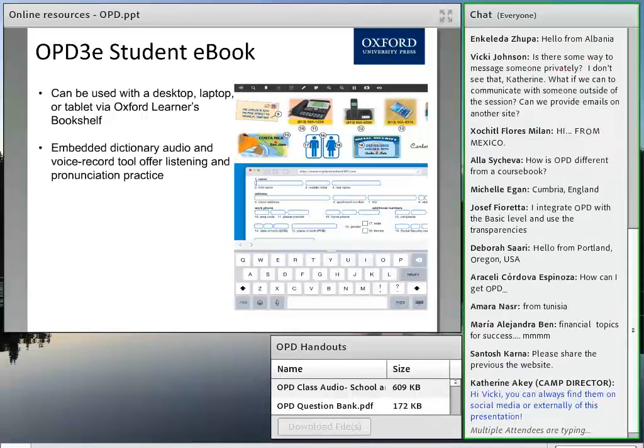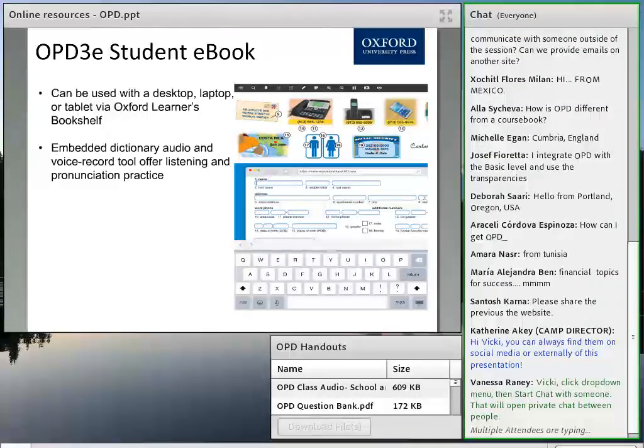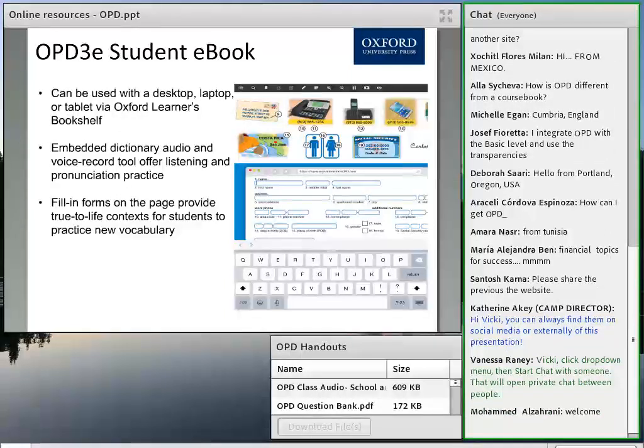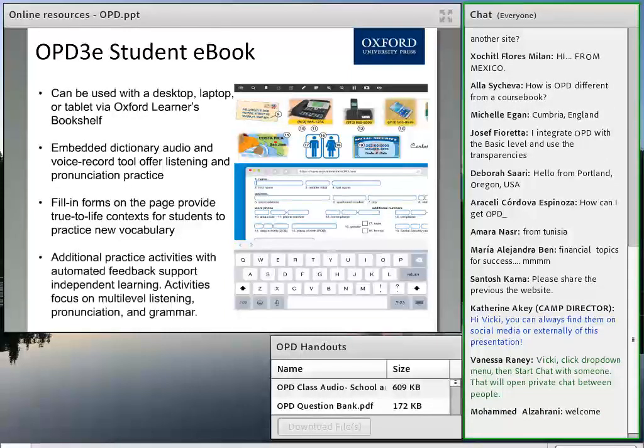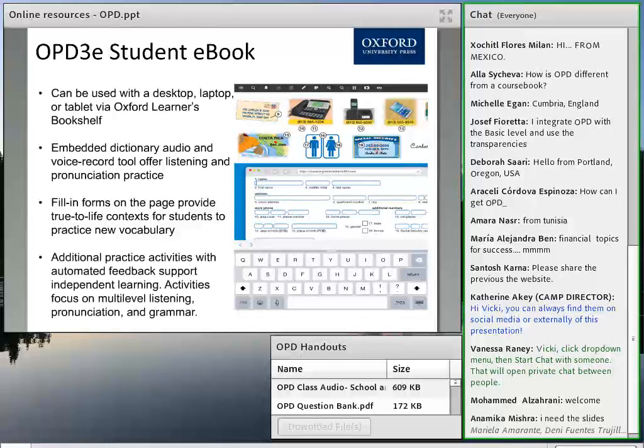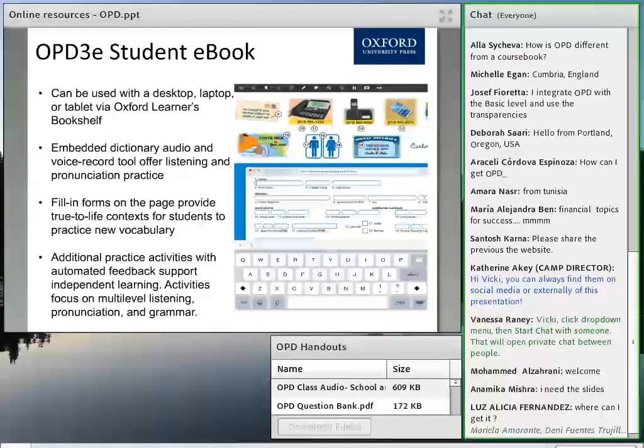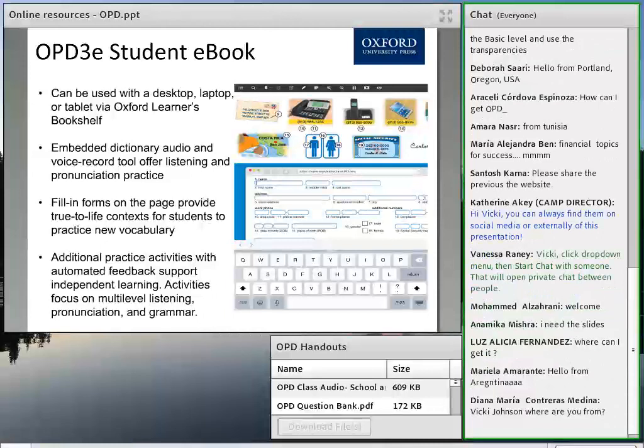Embedded dictionary audio and voice record tool offer listening and pronunciation practice. And then there are fill-in forms on the page with true-to-life context for students to practice new vocabulary. And additional practice activities are embedded. So these are like embedded worksheets to support multi-level listening, pronunciation, and grammar.